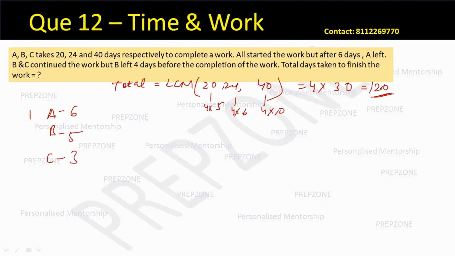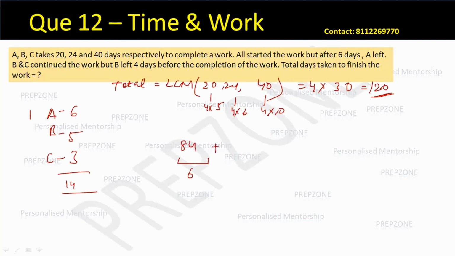So what is given is that in the starting 6 days all are working, right? Which means if all of them work, what is their speed? 5 plus 3, 8 plus 6, 14 units per day. So they would be able to finish how many units of work? 84 units of work for the first 6 days.